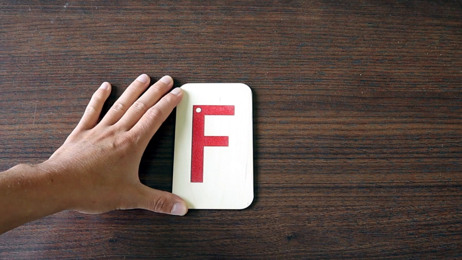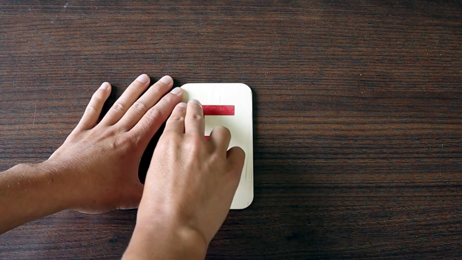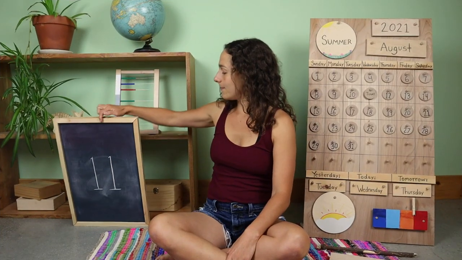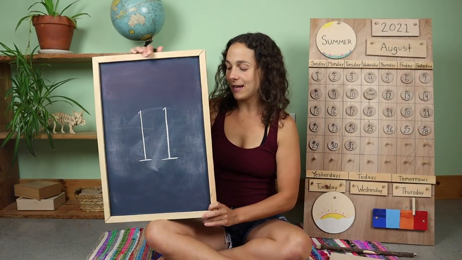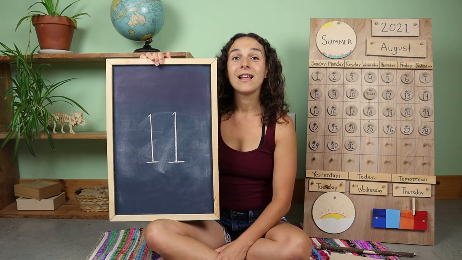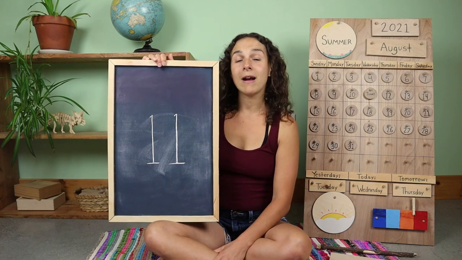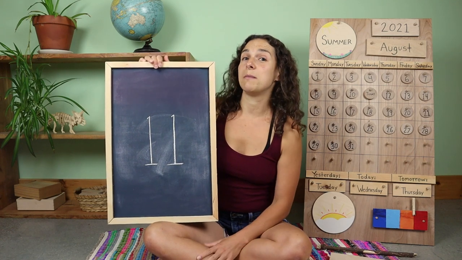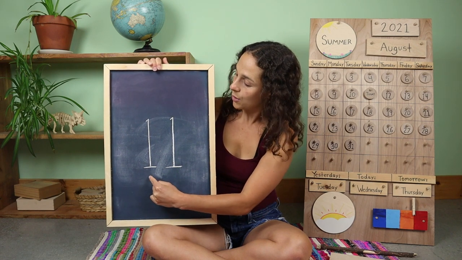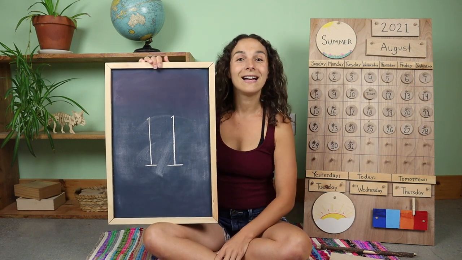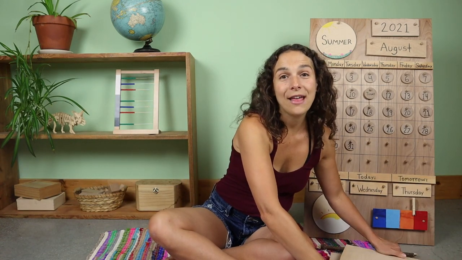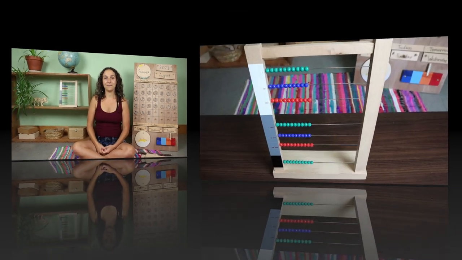One more time. And here's the number of the week. Will you tell me what number this is? 11. And when you write the number 11, because it's a double digit number, you write the number 1 two times. 1, 1, 11. Now let's count to the number 11 together using the large bead frame.